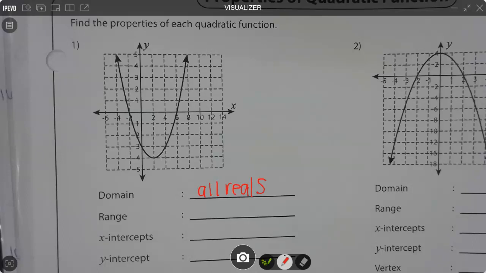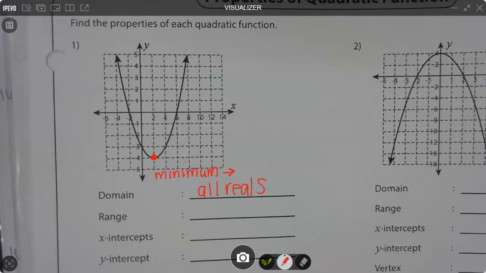The range will deal with the graph and if you have a max or a min. So this graph is open up. This graph, because it is open up, has a low point. That low point is known as a minimum. The minimum is also my vertex.